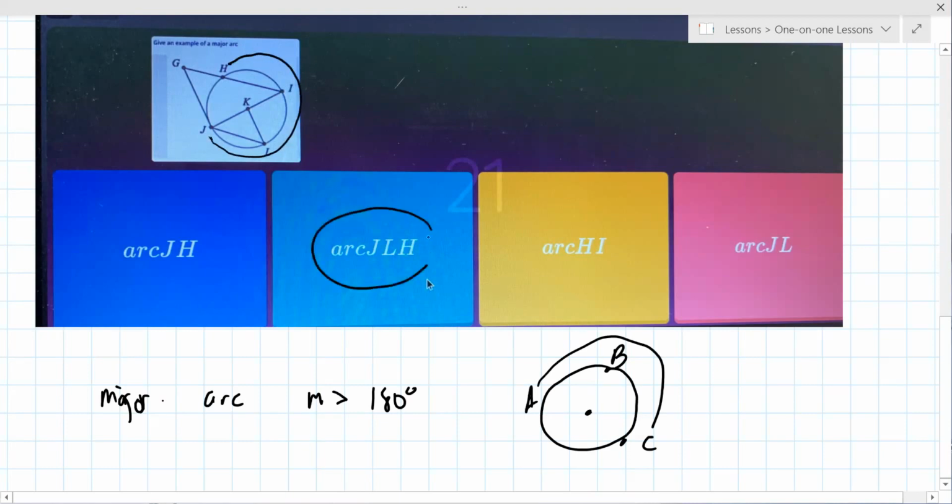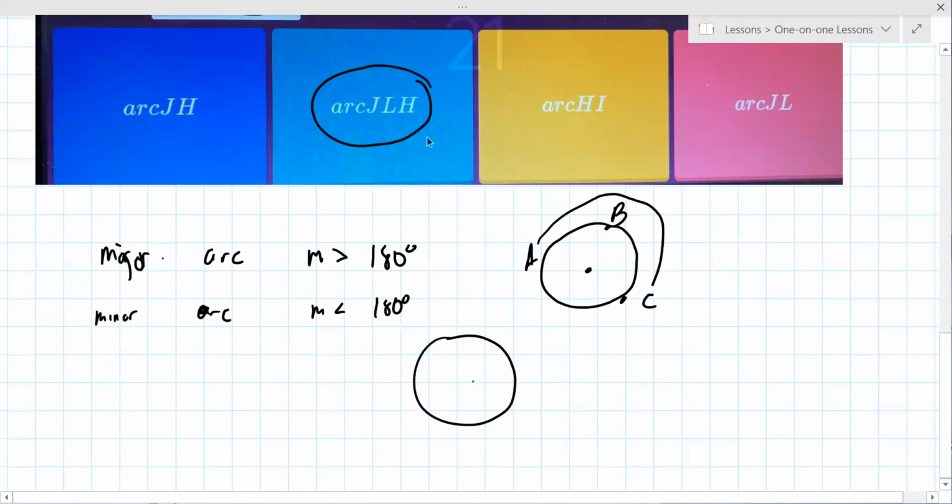That's a major arc. And you might think to yourself, well, what's a minor arc? Well, minor arc is a measure that's less than 180 degrees. So it would be something that was, say, like from A to B going this way, where it's just part of it, but it doesn't go all the way around more than halfway. All right, I'm going to move on to the next question unless more discussion is needed on that.